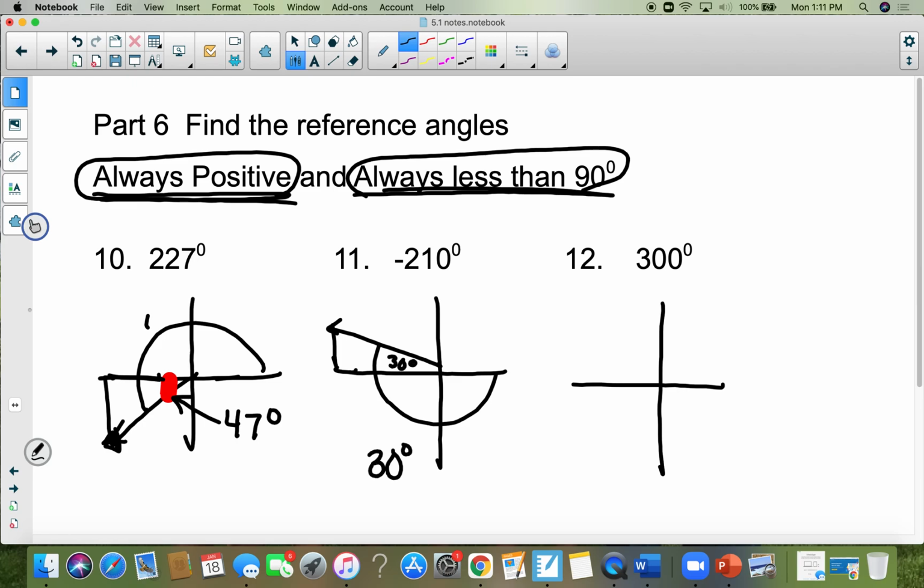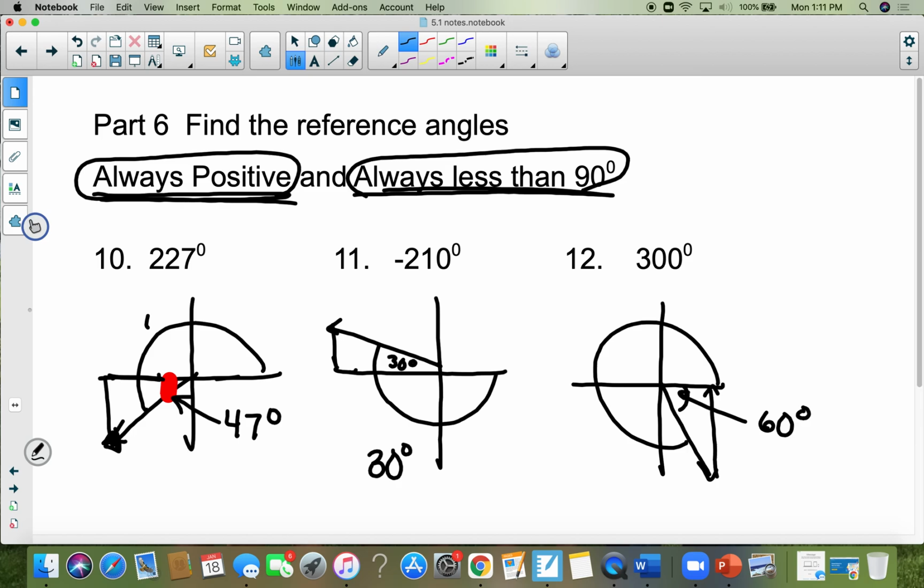300 is in this direction, 180, 270, and it's about right here, it's 300. It's easy to bring it to the y-axis, but you're not. You're going to bring it to the x-axis. This angle right there is called the reference angle, and the reference angle is 60 degrees. It's always less than 90, and it's always positive.